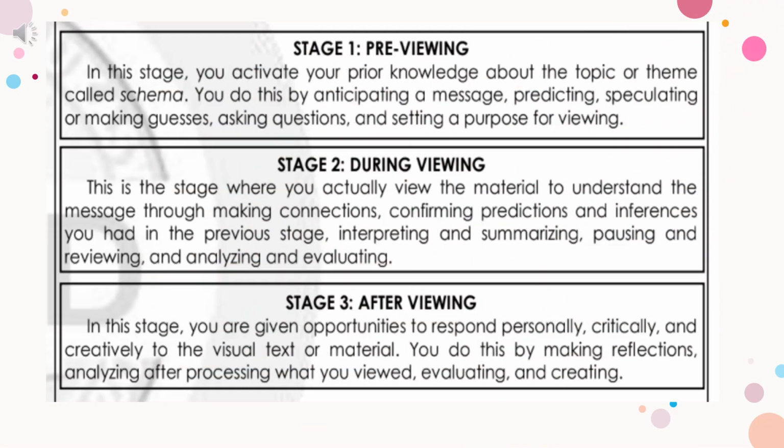Let us have the three stages of viewing. Stage 1, pre-viewing. In this stage, you activate your prior knowledge about the topic or theme, called schema. You do this by anticipating a message, predicting, speculating, or making guesses, asking questions, and setting a purpose for viewing.